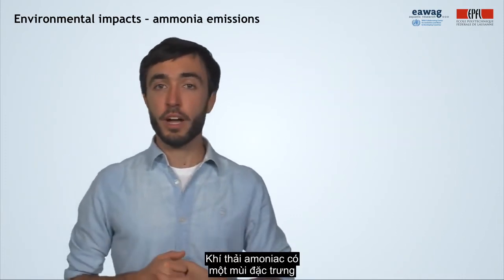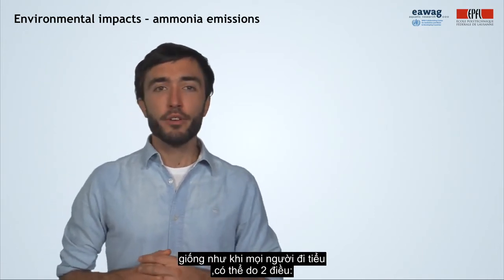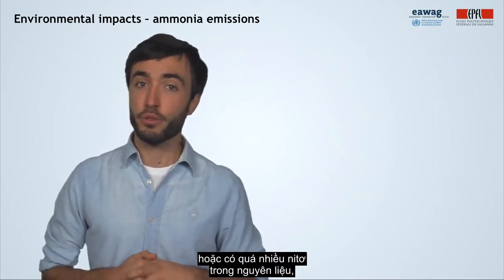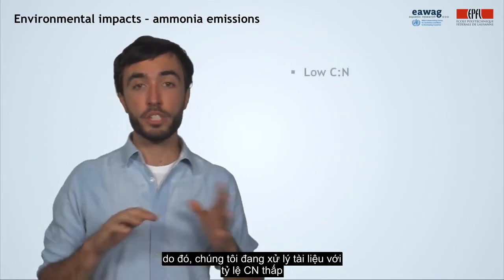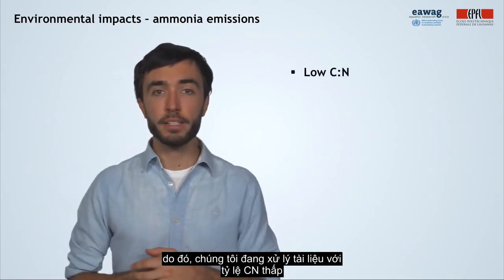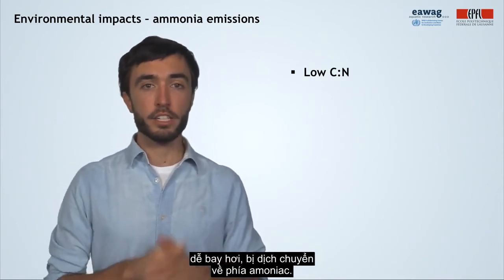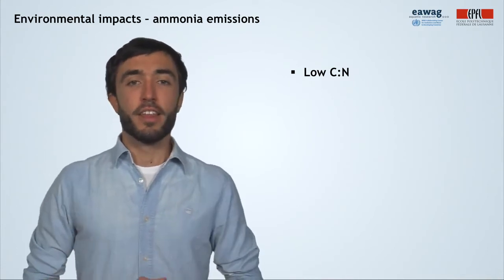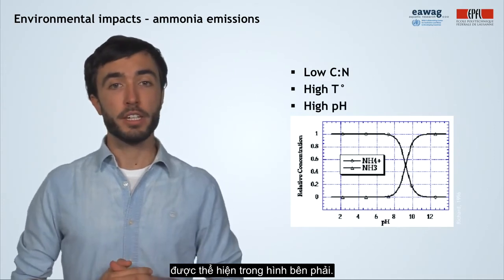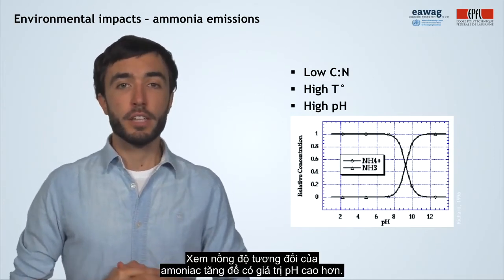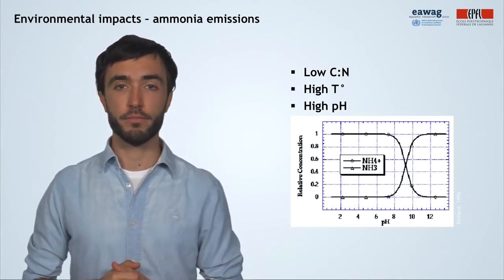Ammonia emissions, which have a characteristic smell, more or less like when people pee in a corner, can be due to two things. Either there is too much nitrogen in the material, and consequently we are dealing with a material with a low C/N ratio, or the balance between ammonium, which is dissolved in water, and ammonia, which is volatile, is shifted towards the ammonia side. This happens when temperatures are high, or as shown in the figure on the right, when pH is above 8. See how the relative concentration of ammonia increases for higher pH values.